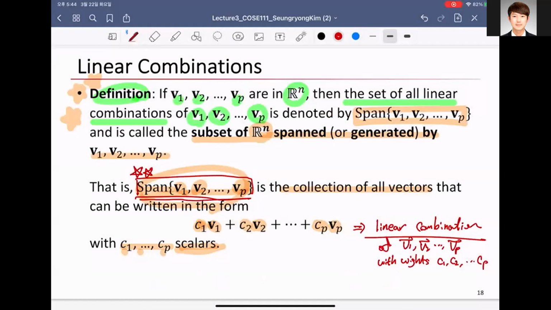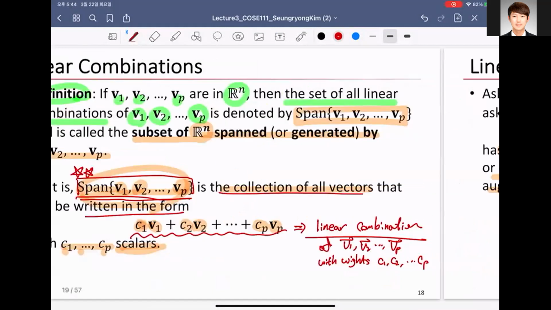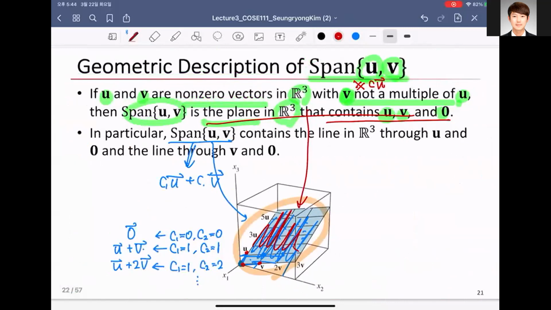자, span. Span is just a collection of all vectors that can be written as a linear combination of the vectors. Because we can't draw larger than three dimensions, we can understand it in the three dimension, I mean the 3x1 vector case, but you can easily extend it to higher dimensional space, right? So let's discuss in the 3D space.